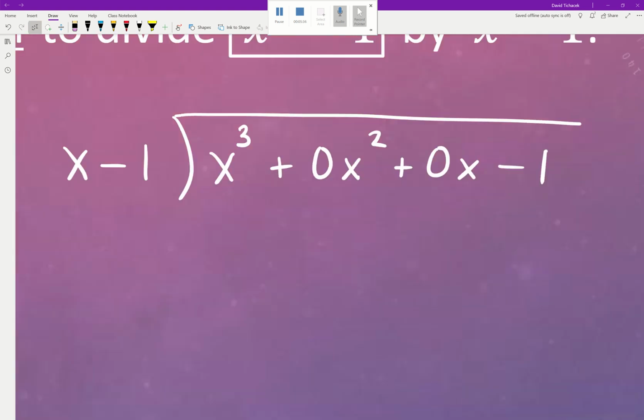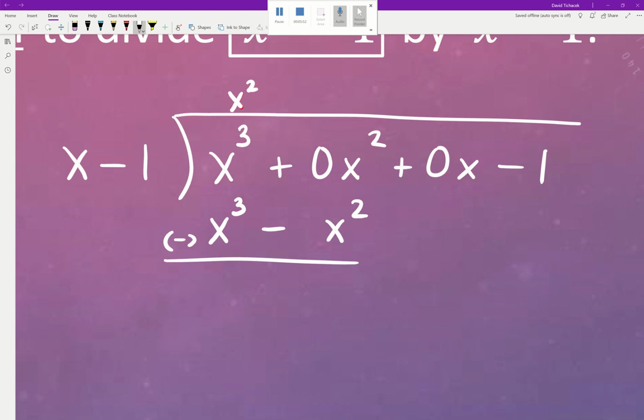Other than that, this is going to be the exact same process, so I'll just demonstrate that real quick. I believe we just need to introduce an x squared. That's going to get these x to the third powers to match up, and then, of course, negative 1 times x squared is negative x squared. And so setting that up and subtracting, we do see that we have a double negative here, so that is going to be a positive 1x squared.